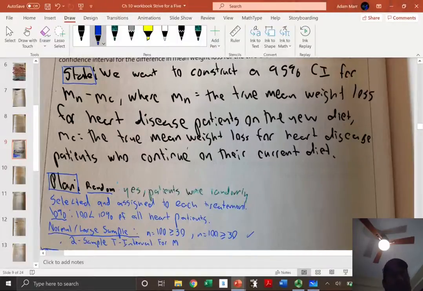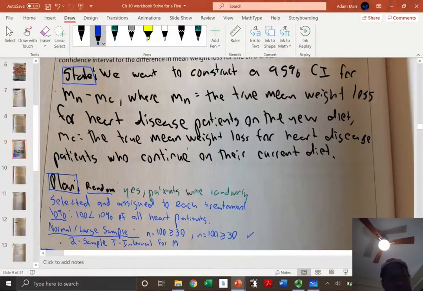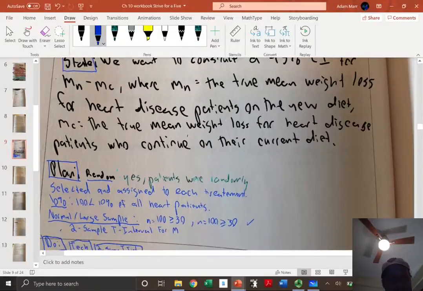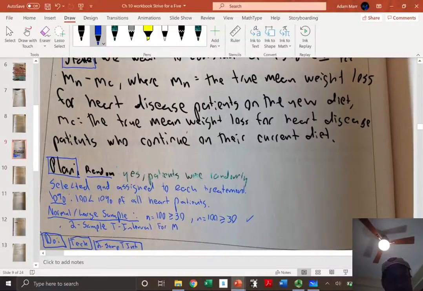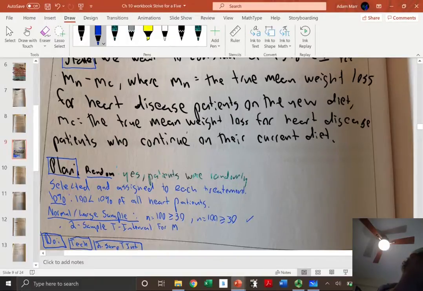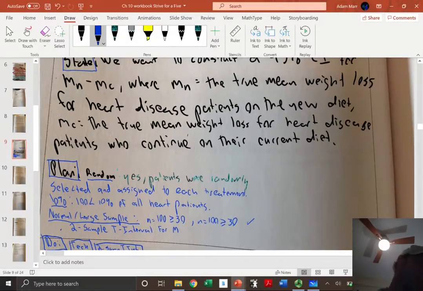What do we have? We have random, 10%, and in this case, it's normal large sample because we're talking about a mean, right? So random, yes, patients were randomly selected and assigned to each treatment. Okay, you can see that right here, on the second sentence. All right, it says right here, 200 heart disease patients are selected and randomly assigned to the new diet or the current diet. No problem.